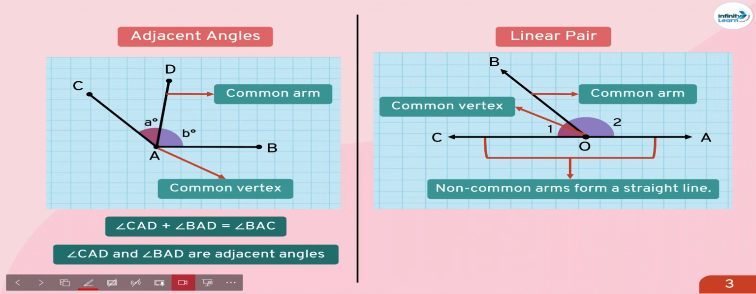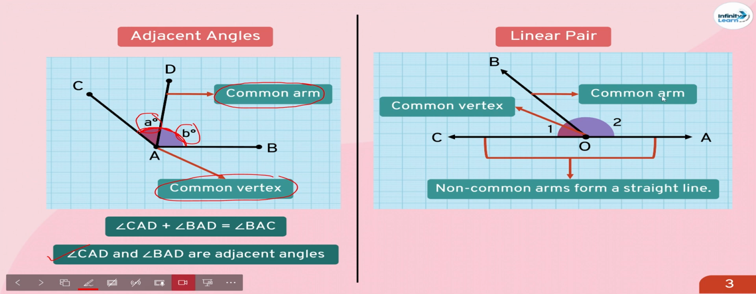Now in detail, what are adjacent angles? Adjacent angles are angles having a common arm and a common vertex. Common arm के इस तरफ एक एंगल, इस तरफ एक एंगल. This is angle CAD, and angle BAD; together they form CAB. So CAD and BAD are known as adjacent angles.